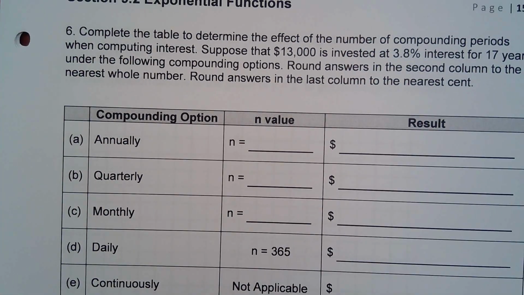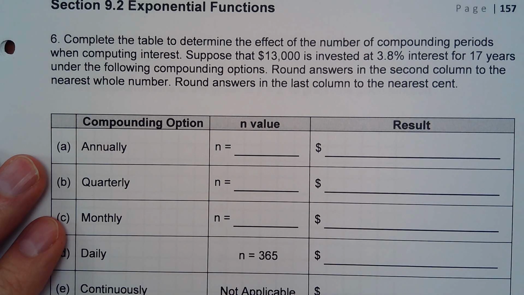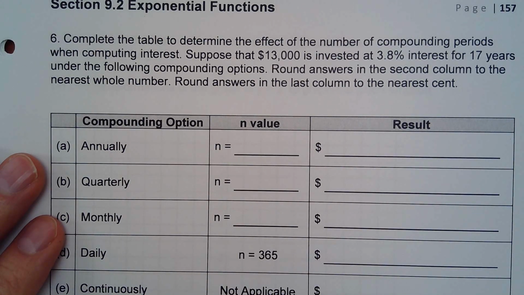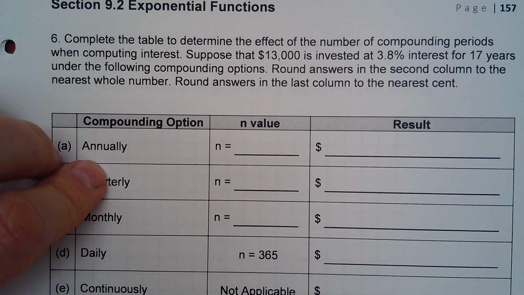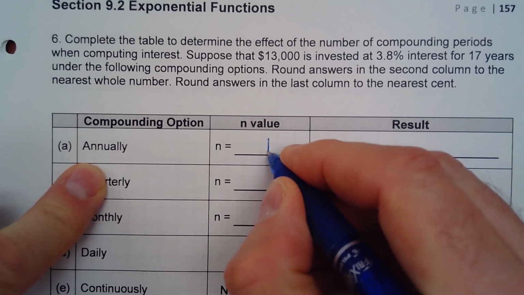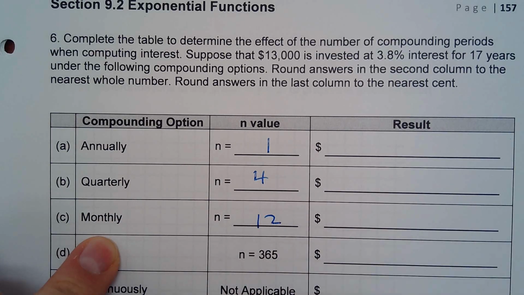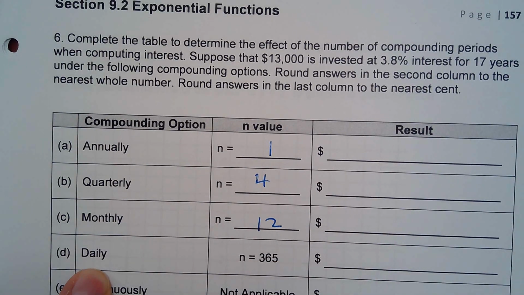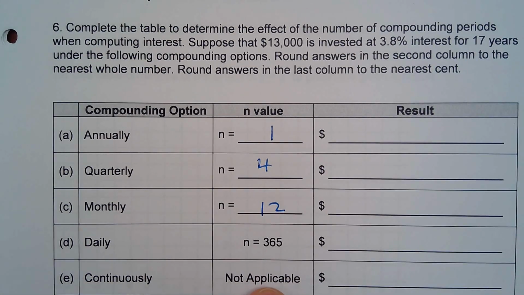Alright, so now we're on complete the table and determine the effect of the number of compounding periods when computing interest. Suppose 13,000 is invested at 3.8% interest for 17 years on the following compounding options. Round your answers in the second column to the nearest whole number. Round your answer in the last column to the nearest cent. So annually is 1, quarterly is 4, monthly is 12, daily, it already told us, 365. Alright, so that's pretty easy. And for compound continuously, we have to use the other one.